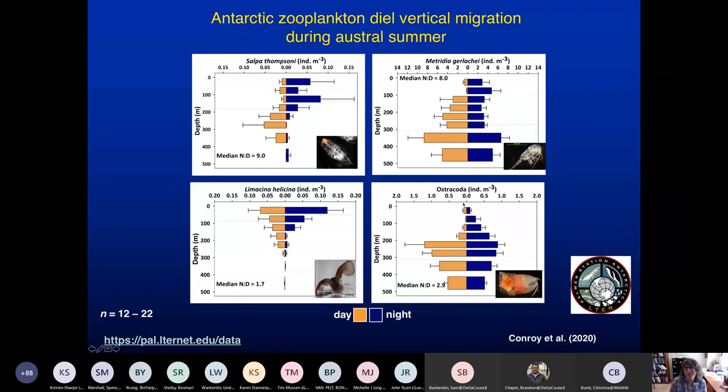Another really strong migrator are these ostracods. And again, here they are down at depth during the day and into the surface waters at night. So even in polar summer, we see plankton diel vertical migration.